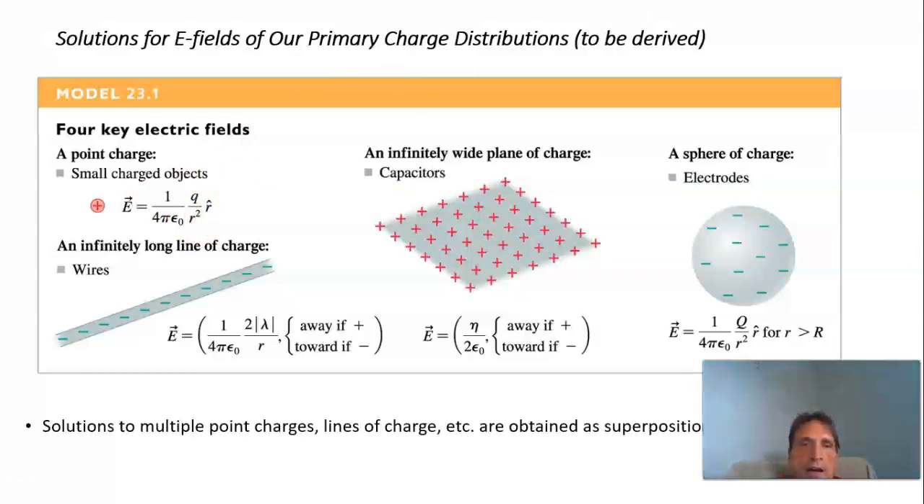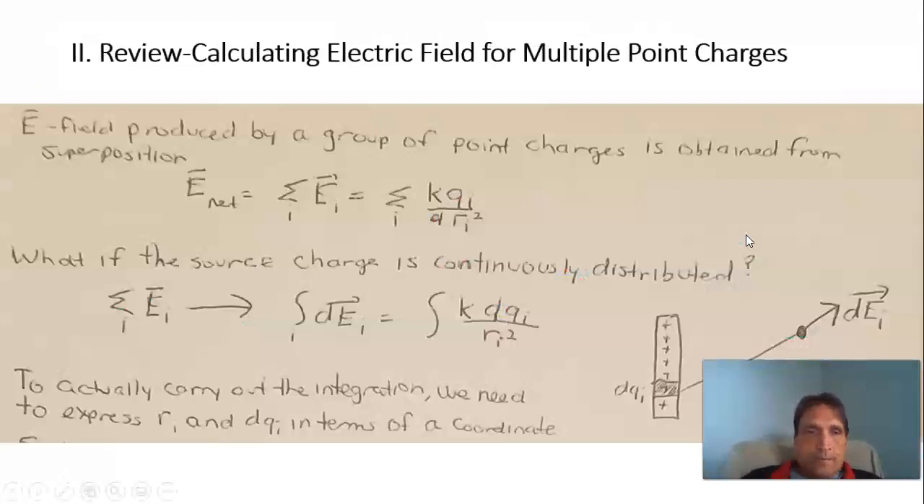Okay? We're going to derive the line charge today, like an infinitely long line charge. So for example, a long wire, what's the electric field produced by a charged wire? And this is the solution we're going to derive. Then we're going to move on to the plane of charge, which describes these electronic components called capacitors pretty well. And then we're going to do the sphere.